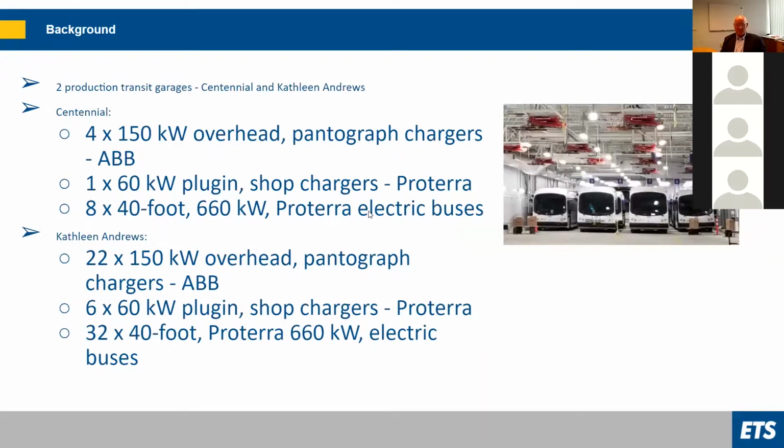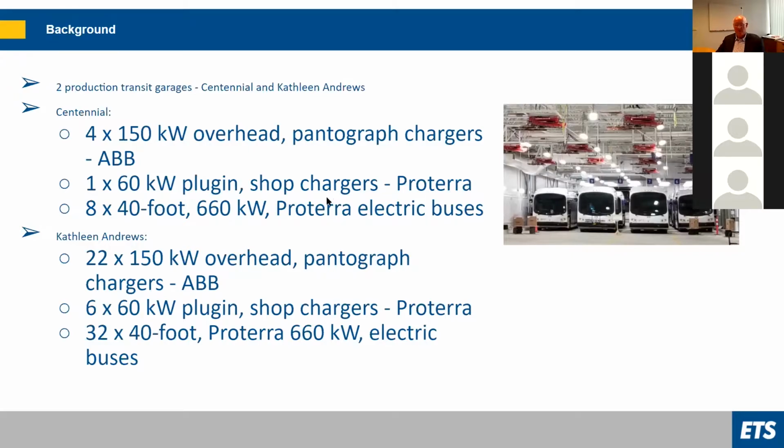We have 2 production transit garages out of the 4 service garages, and they are Centennial and Kathleen Andrews. Centennial Garage has got 4 150 kilowatt overhead pantograph chargers, and our chargers are the red you can see up here on the roof of the building. And they were supplied by ABB. And within the shop, we've also got a 60 kilowatt plug-in charger because the bus may be recovered from being out in service with a high state of discharge, and to be able to work on it within the maintenance bays, we may need to charge up the batteries. So we've got a plug-in charger there. And they were supplied by Proterra.